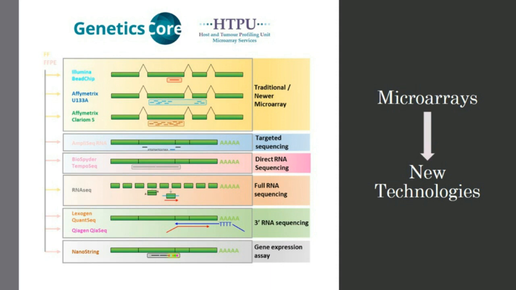So right up at the top here, in the yellow box, we have our traditional, kind of older microarrays. We have the old Illumina microarrays, which we were using for years. And then we have the newer Clariom S microarrays with some of their newer kits for processing FFPE samples, which we were initially interested in. We then moved to targeted sequencing, such as AmpliSeq RNA. BioSpyder sequencing is an interesting approach which uses direct sequencing of the RNA in an FFPE sample. Of course, we've got full RNA sequencing. And then we have the 3' RNA sequencing technologies, Lexogen QuantSeq and QIAGEN. And then we have the gene expression assay NanoString.